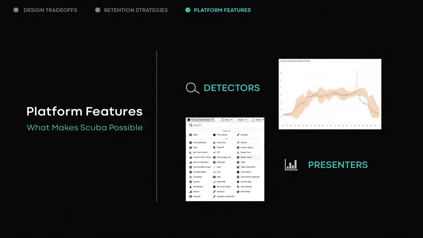We also have a huge support for custom visualizations on top of Scuba, what we call presenters. These are easy to extend, and users always use them to build newer services on top of Scuba. Let's look at a simple use case where we are using a few of these presenters.